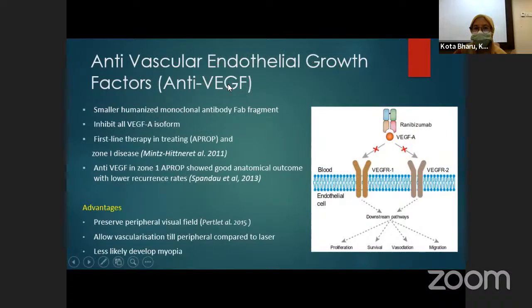And anti-vascular endothelial growth factor. It is a humanized monoclonal antibody that inhibits all the VEGF-A isoforms. Actually, it's a first-line treatment in APROP and also zone 1 disease, according to Mintz et al. Anti-VEGF in zone 1 and APROP showed good anatomical outcome. The advantage of anti-VEGF, compared to laser, is that it can preserve the peripheral visual field, and it allows vascularization to extend to the periphery, and it is less likely to cause myopia.